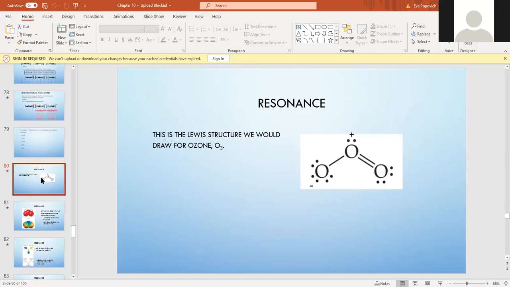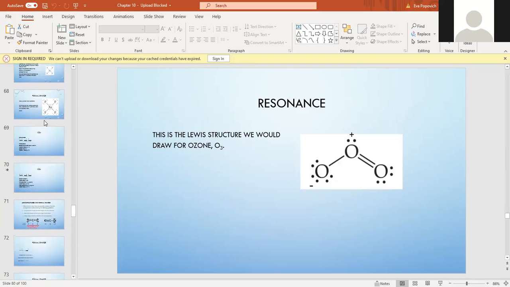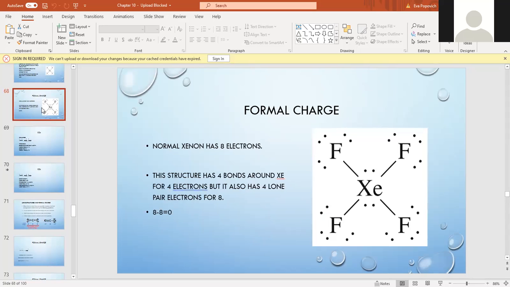Yeah. All right. What I went over on Monday is the fact that you can violate the octet rule. Something like, I'll give this for an example. If this compound exists, XeF4, that exists.